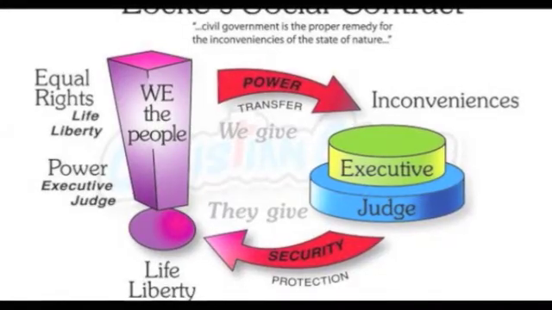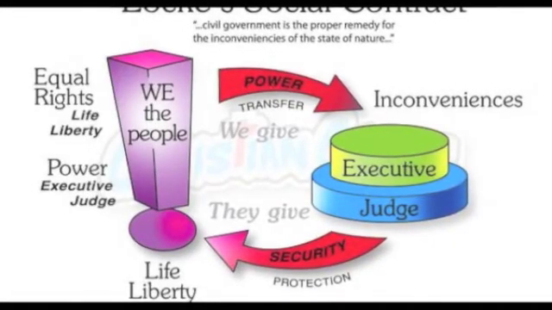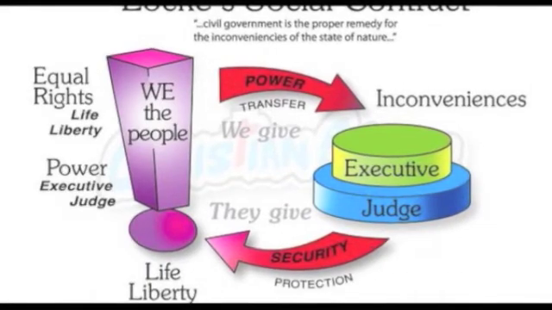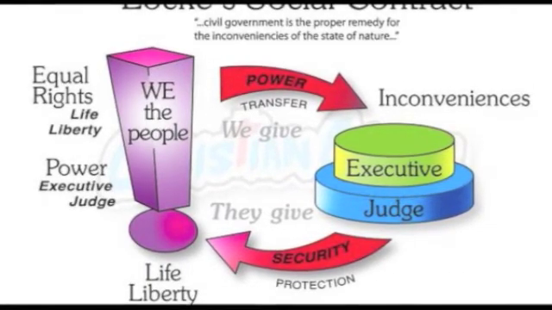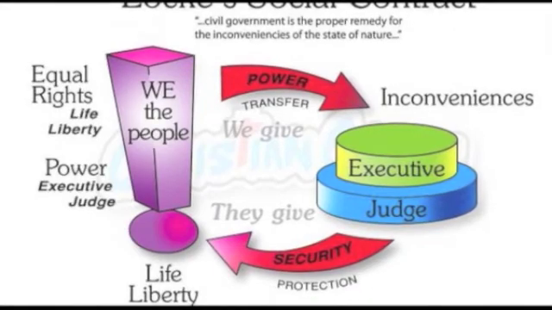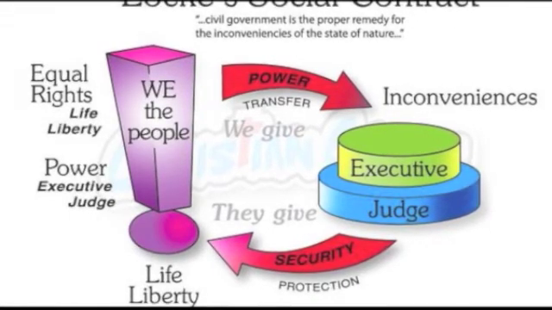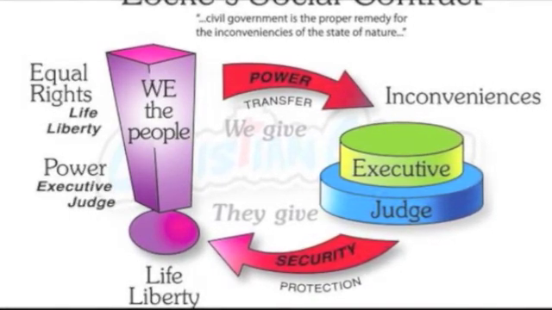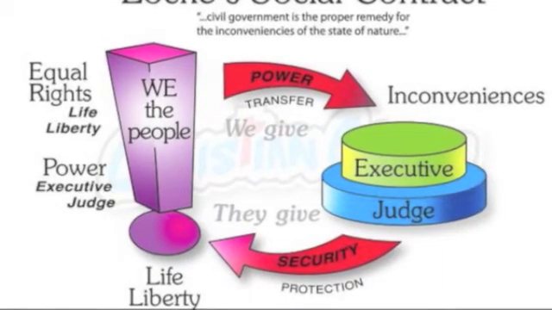But he also has a concept known as the social contract theory. And in the social contract theory, there are two parts to this. The first is that government is instituted among people in order to protect those natural rights. So we give up some of our freedoms in order to have our natural rights protected.